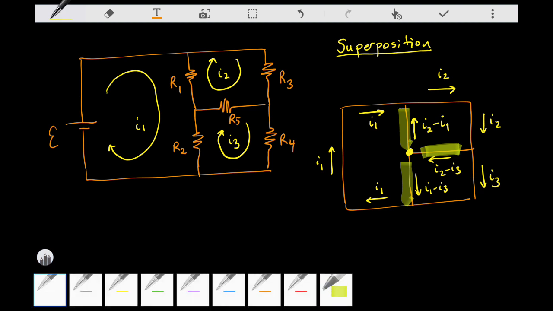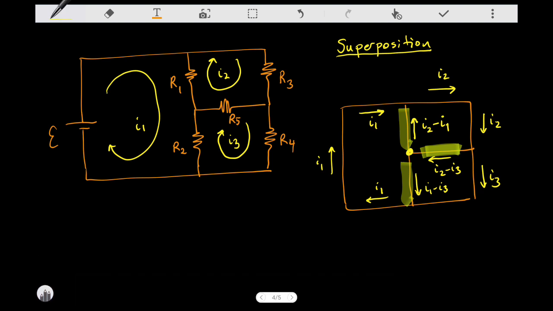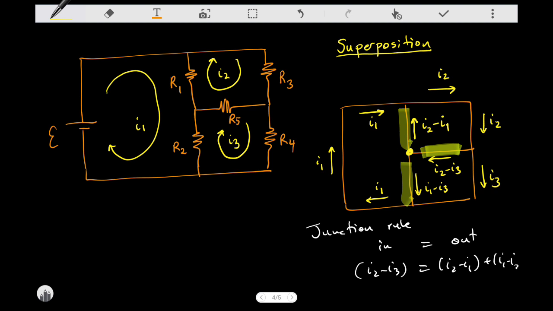So if you write down the junction rule for that junction, the current which is going in should be equal to the current which is leaving out. The current going in is I2 minus I3. And there are two currents which are leaving. One of them is I2 minus I1, and the other one is I1 minus I3. Right? You can easily see that this equation is correct. So the junction rule is automatically satisfied.